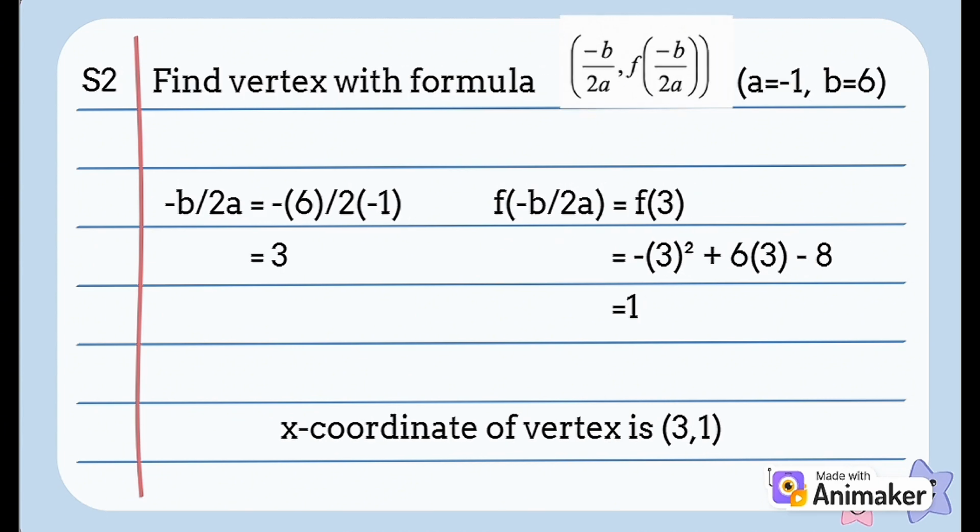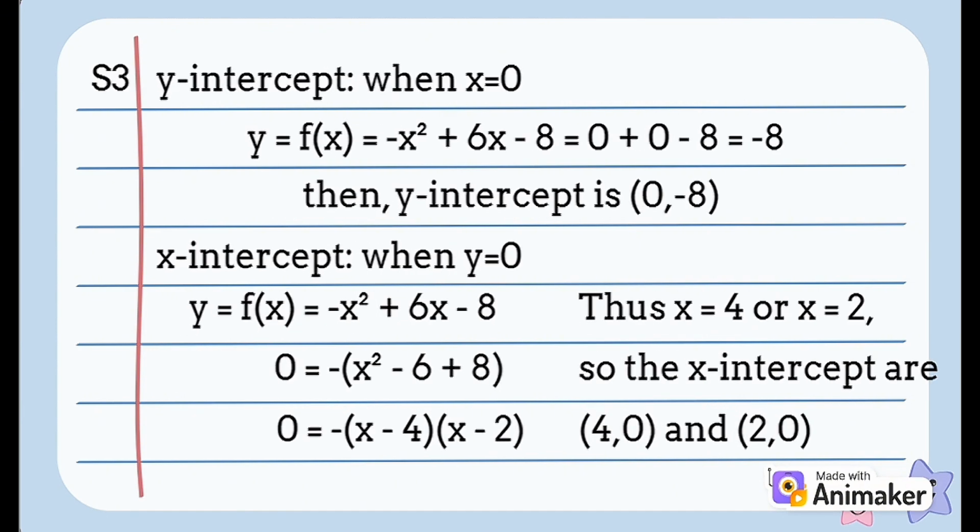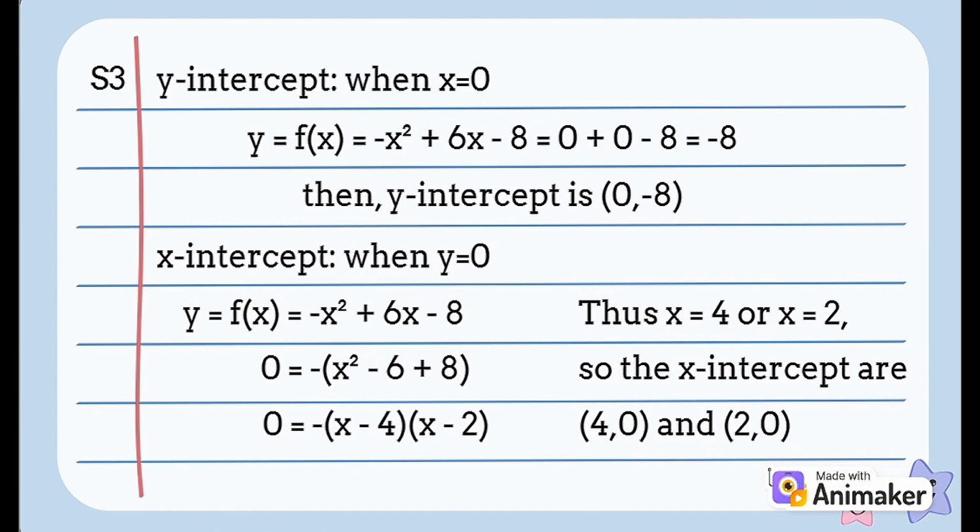Step 2 is we need to find the vertex using the formula given. After we calculate using the formula, we finally get the vertex as (3, 1). Next step, we need to find y-intercept and x-intercept to sketch the graph. Y-intercept occurs when x equals 0, and we get y-intercept equal to (0, -8). While to find x-intercept, we need to set y equal to 0, and we get two values of x-intercept, which are (4, 0) and (2, 0).